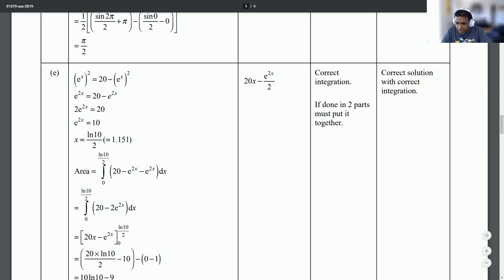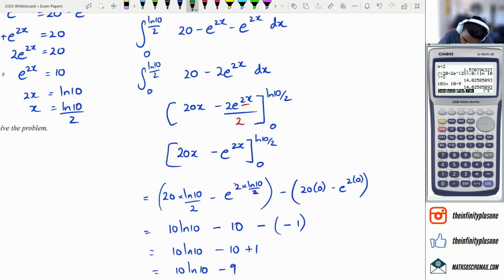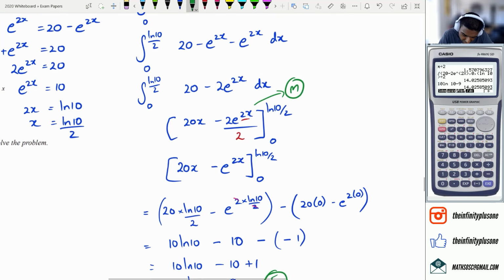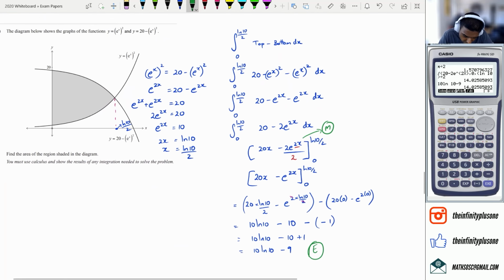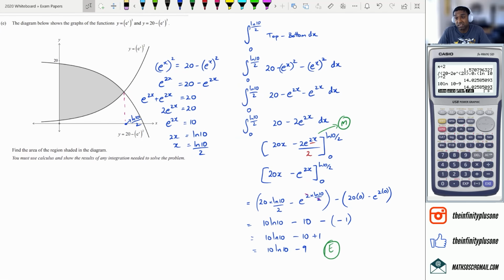Cool. So let's go back to what we have. Going back to this, we're going to get excellence for this. Merit, I would say, is getting the right integration, and I guess achieved is somewhere if you end up making a mistake, I think. Cool. So that's question 2 for us. Let's go to the next one.